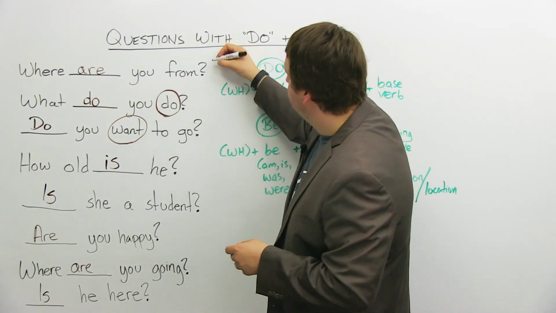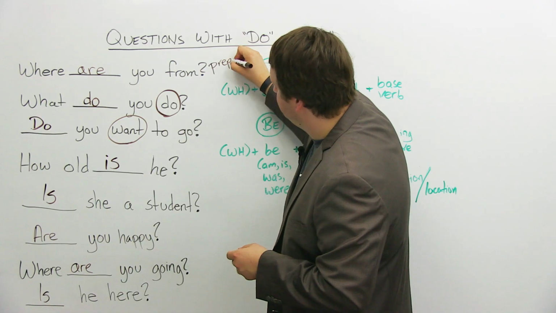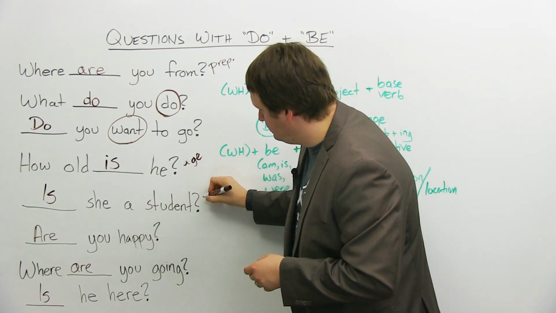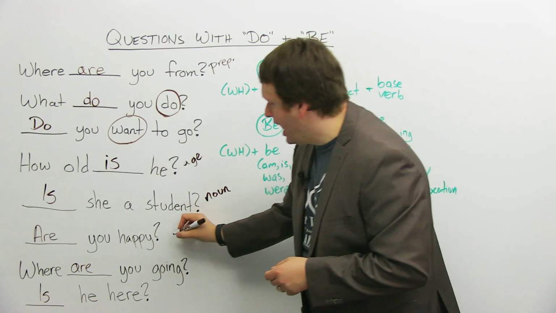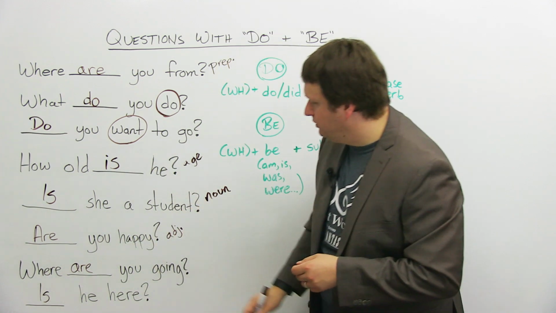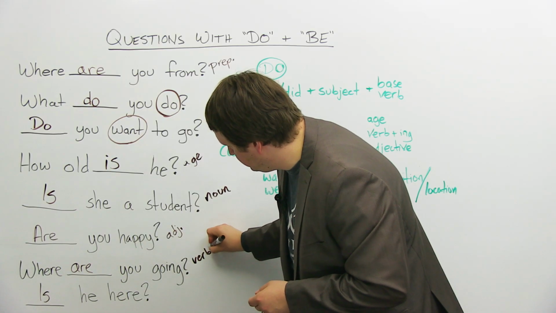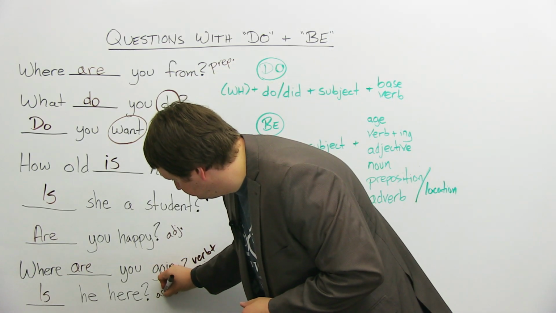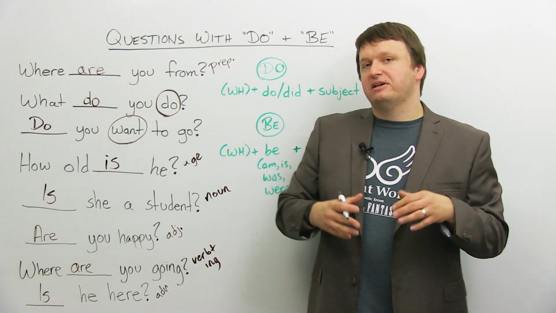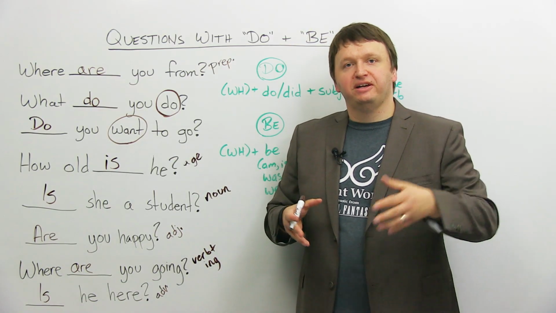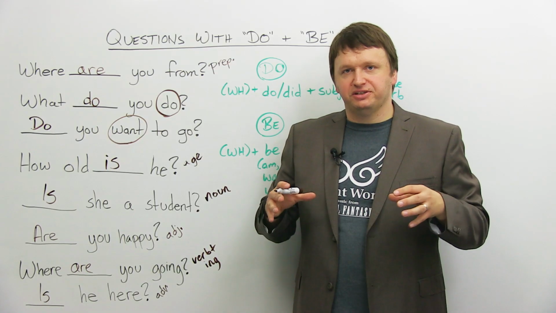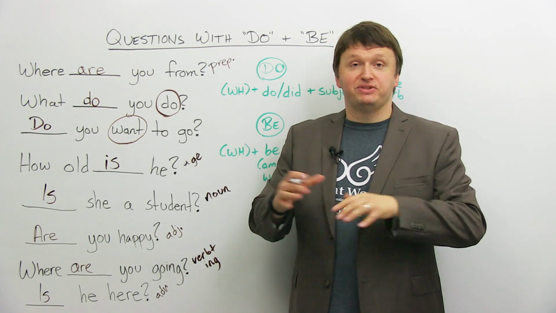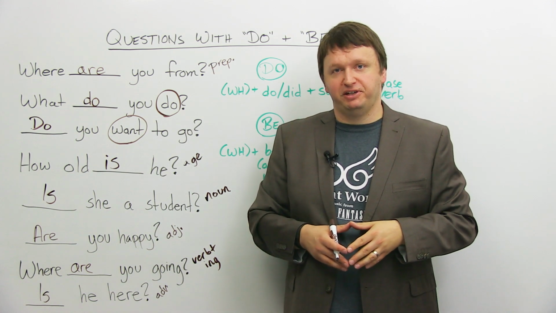So let's look at these. We have from, which is a preposition. How old is he? Here we're asking about age. Is she a student? Student is a noun. Are you happy? Happy is an adjective. Where are you going? This is verb plus ing, going. And is he here? Here is an adverb. So I hope this makes it a little more simple for you. Just remember, if it's an action, a basic action, only use the verb do or did for actions. If it's almost anything else, you're going to be using the verb be, okay?